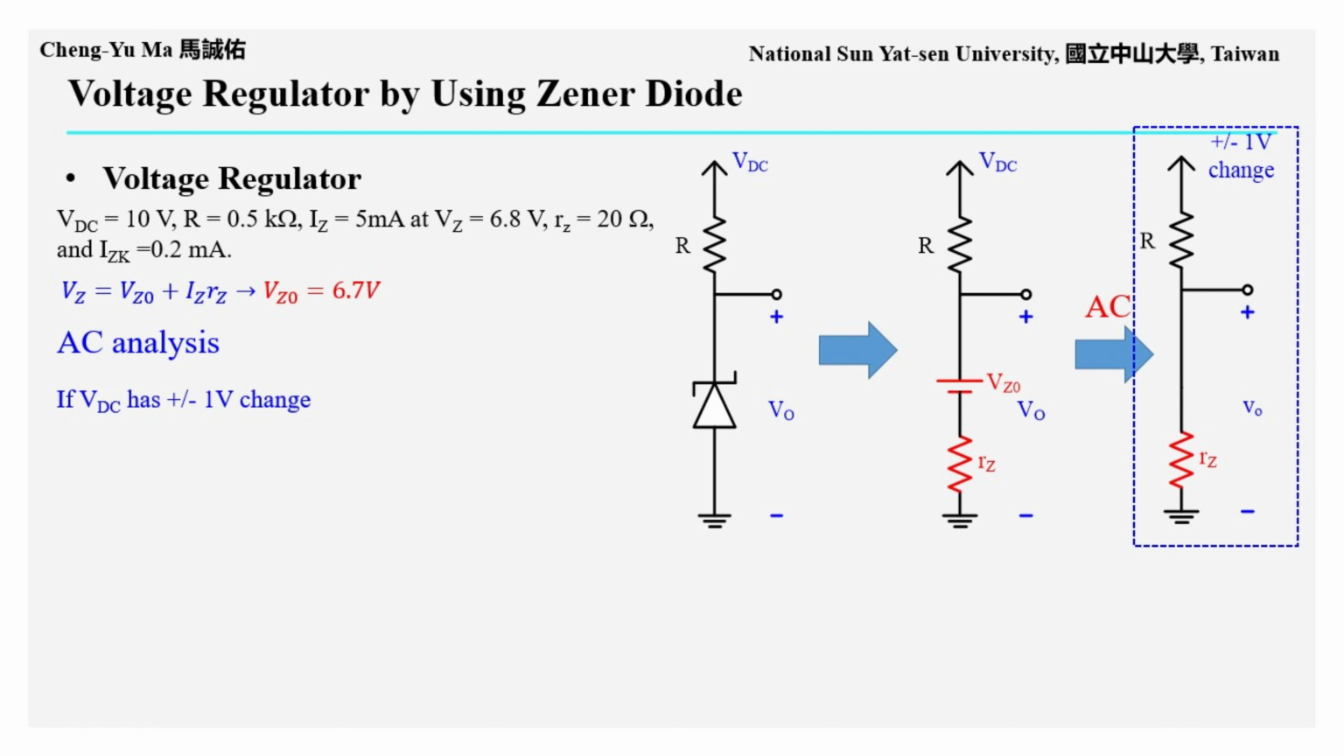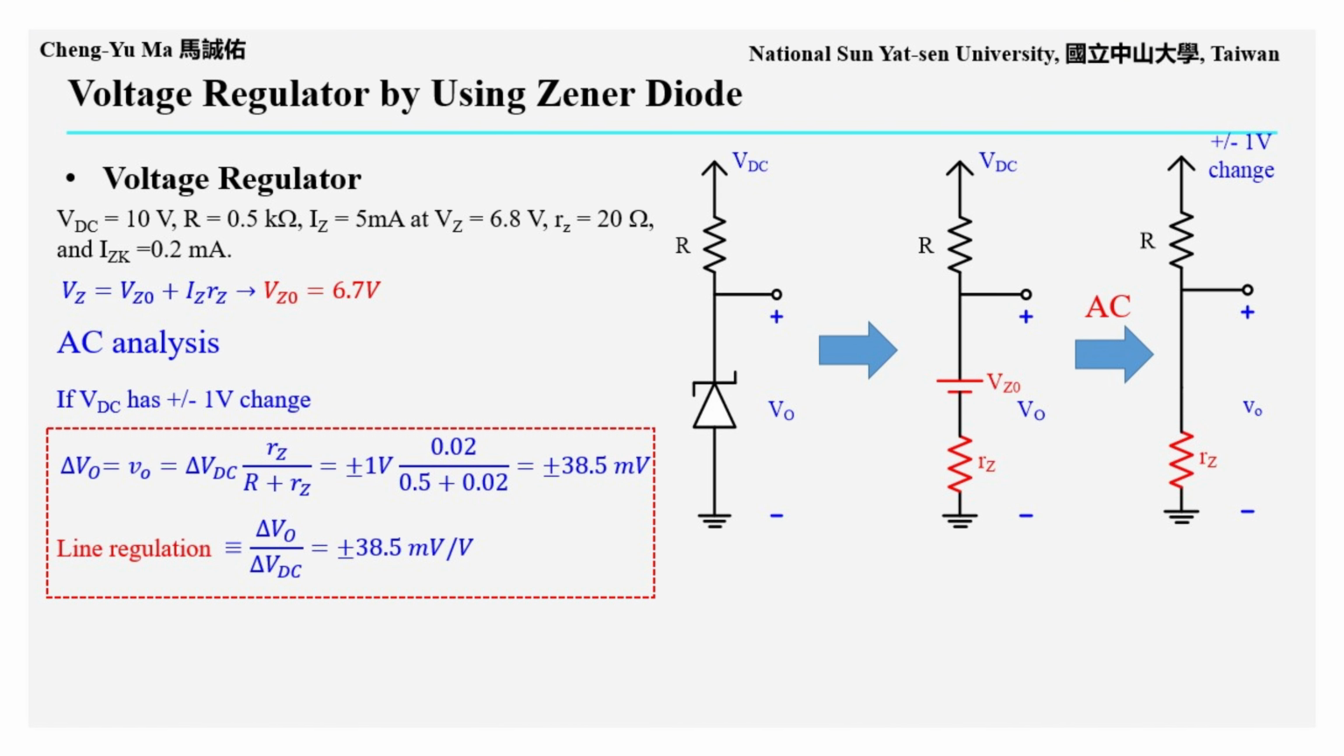If the voltage source VDC has a plus or minus 1 volt variation, or in other words, a supply instability, we can analyze the variation using small signal or AC analysis. The AC equivalent circuit is shown on the far right. In AC analysis, the DC voltage source VZ0 is treated as a short circuit. This is because an ideal constant voltage source has no voltage change regardless of the current change. Therefore, its equivalent small signal impedance is delta VZ0 divided by delta ID, which equals 0 ohms. That is why it becomes a short circuit.